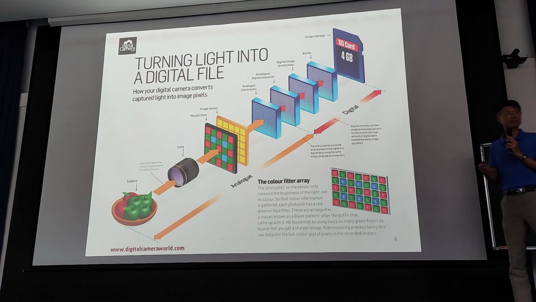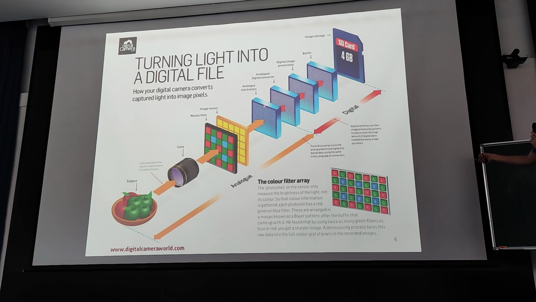And different big companies produce different types of sensors. And different camera or smartphone companies develop different digital image processing, AI camera. They develop different algorithms to process the image before it is saved into our hard disk.